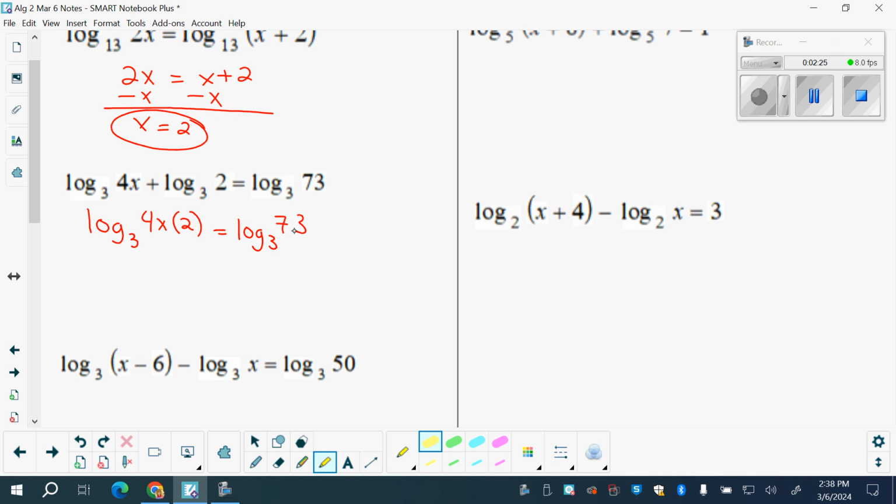That makes sense? Okay, so both of these are log base 3. So now what can I do next? Yep, take out the log. And so this 4x times 2 would be equal to what? 8x. So we set 8x equal to 73. And then just solve that, divide by 8. And x is 73 over 8.